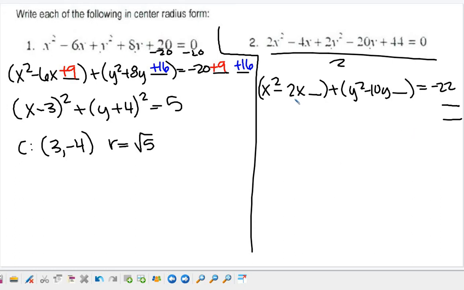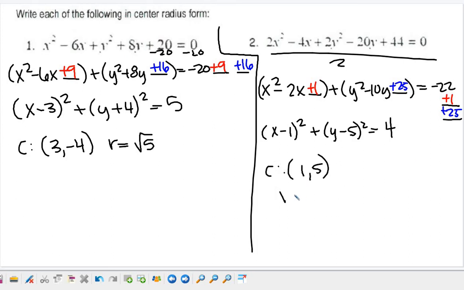So half of negative 2 is negative 1. Negative 1 squared is 1. So I'm going to do it to the left and to the right. And half of negative 10 is negative 5. Negative 5 squared is positive 25. Positive 25. So I'm going to write my perfect squares. X minus 1 squared plus y minus 5 squared. 26 minus 22 is 4. So my center is 1, 5, and my radius is the square root of that, which is 2.